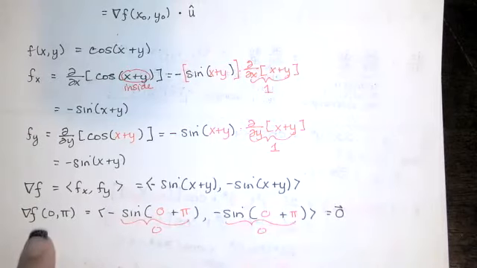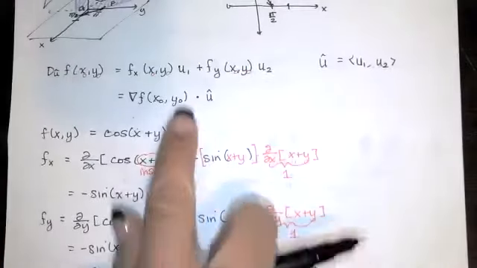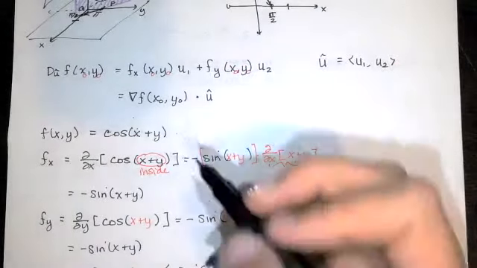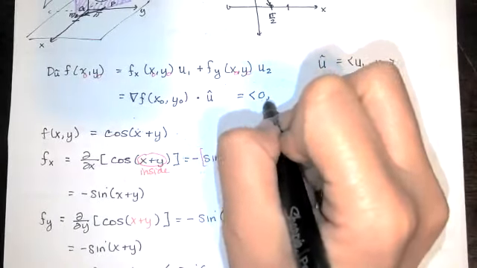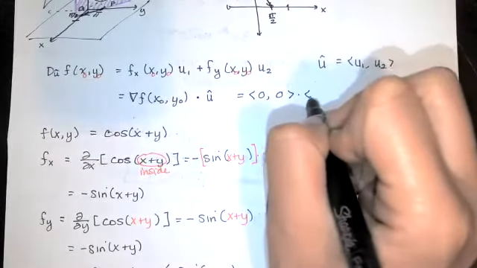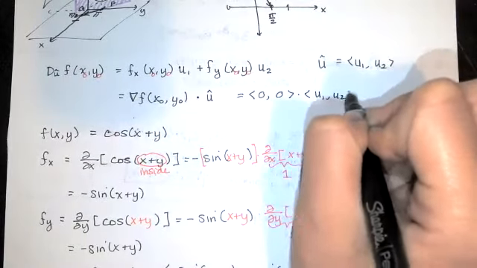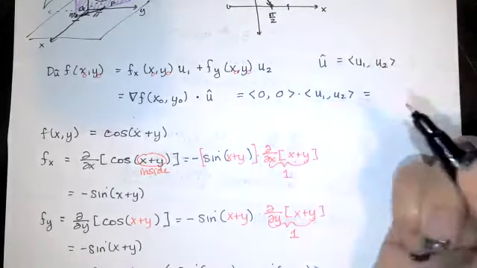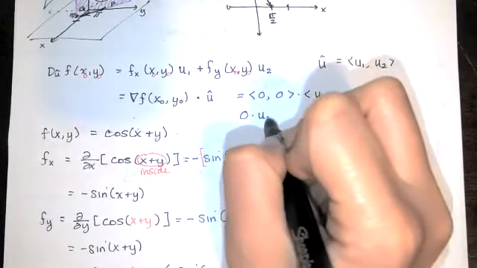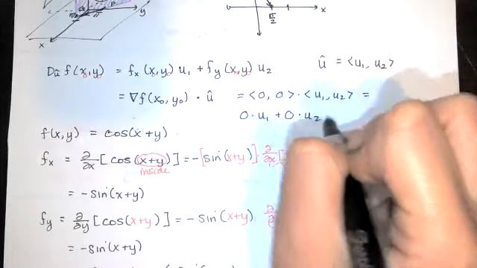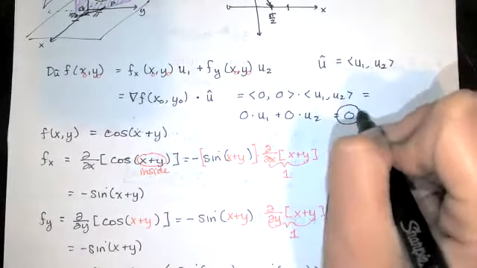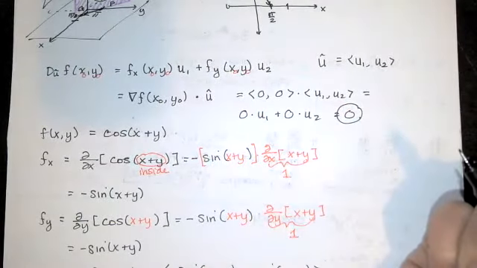Okay, so we want to take this vector, which is the 0 vector, and we want to dot it with u hat. I think everyone can tell that no matter what u hat is, we're going to get 0. So we'll have 0 times u1 plus 0 times u2, which is of course 0. So the answer for this problem is 0.